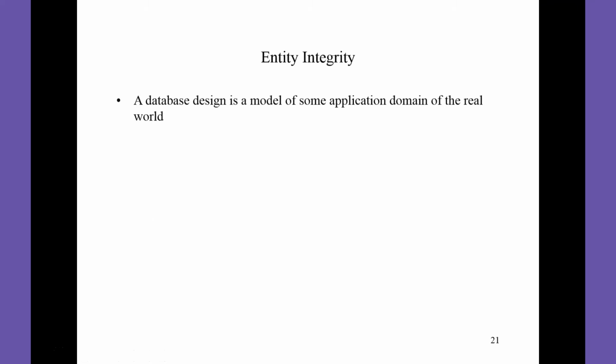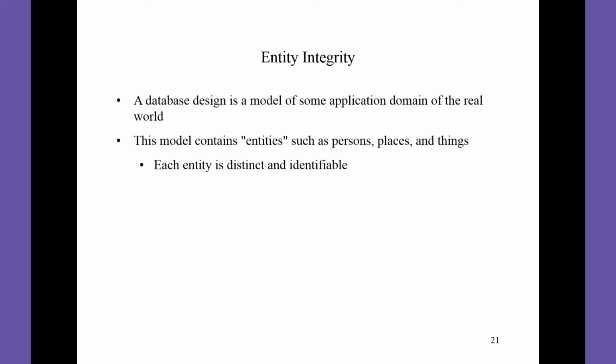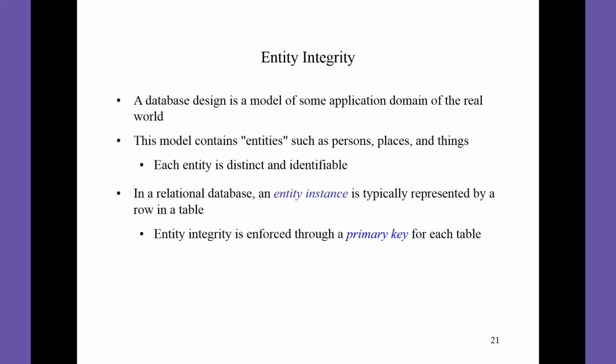A database design reflects a model of some application domain, some aspect of the real world. This model contains entities, which are things of interest to us. These could be persons, places, things in general. They could be events. So an entity is distinct and identifiable. We can tell two people apart. We can tell two places apart, and so on.